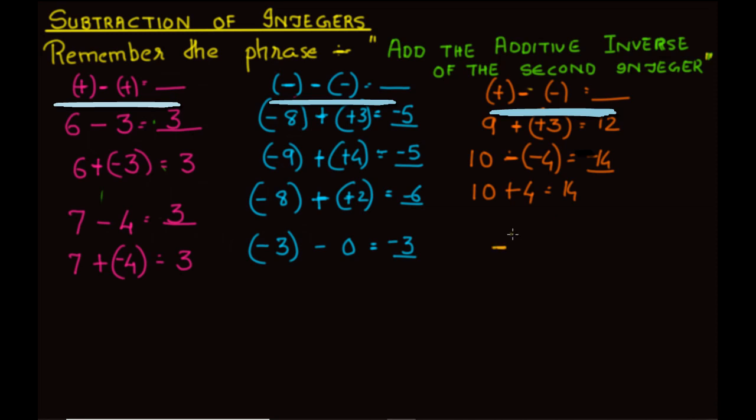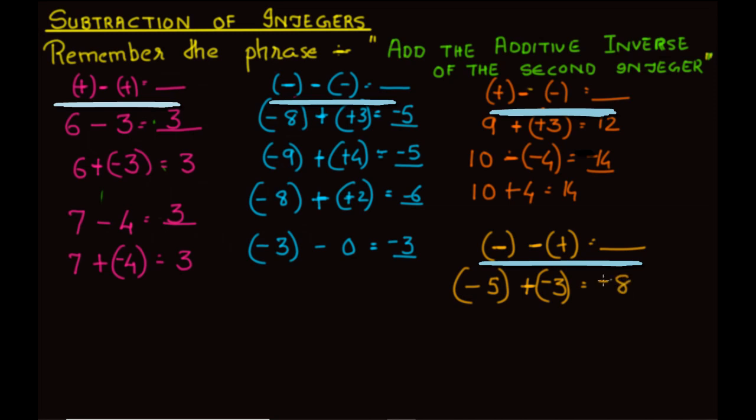Negative integer subtracted by a positive integer. What do we get? Okay, so let's take the negative integer negative 5 subtracted by a positive integer 3, right? So again, since it is subtraction, remember the phrase, add the additive inverse of the second integer, you get a negative 8.